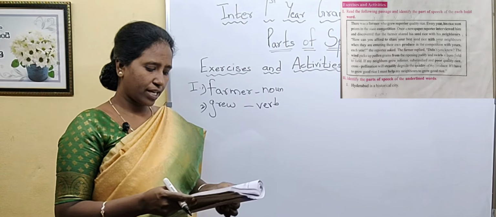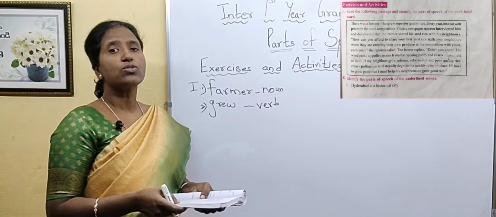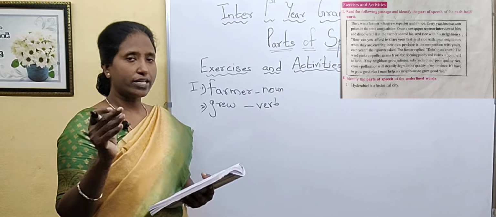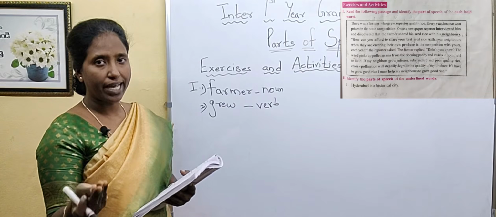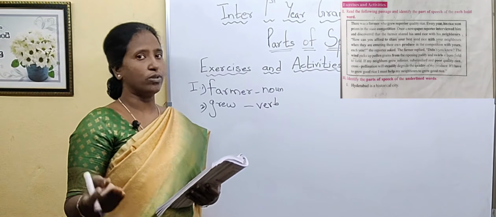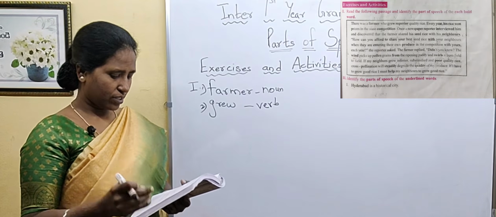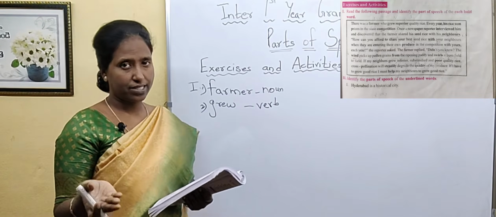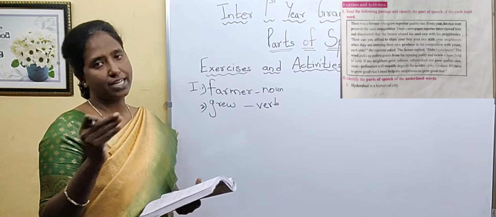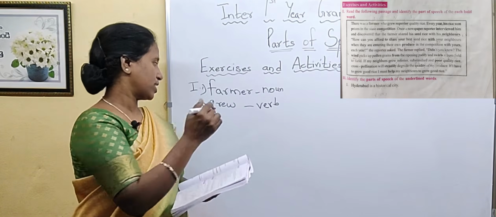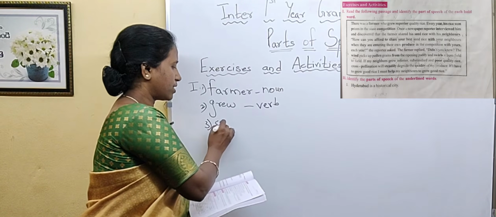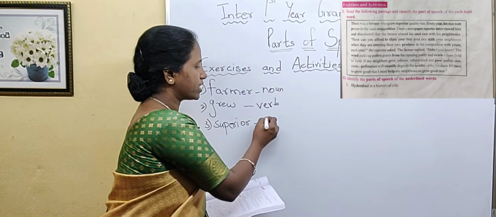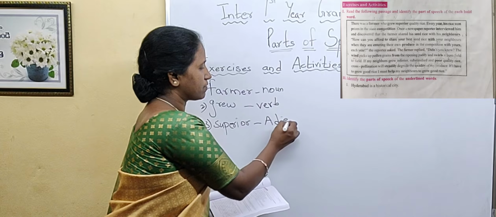Okay, superior quality rice. Here superior is in bold letters. Now look, generally whatever word is followed by a noun is an adjective. So superior is defining the rice, superior quality rice. So this is an adjective. Superior is an adjective. Superior quality is a compound adjective.